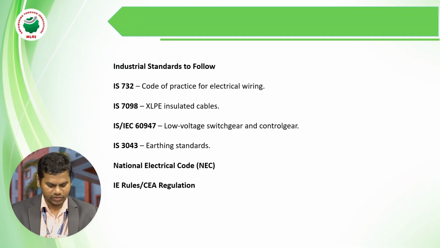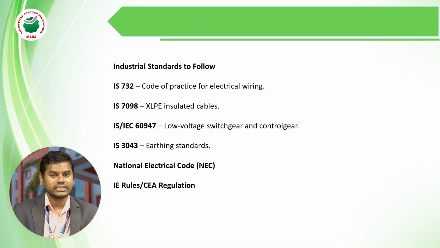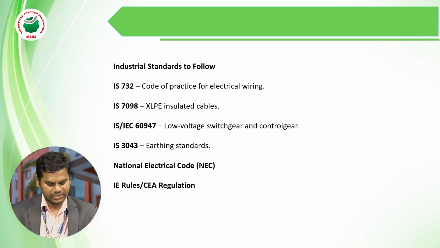Industrial standards to follow. IS 732, code of practice for electrical wiring. IS 7098, for XLPE insulated cables. IS/IEC 60947, for low voltage switchgear and control gear. Next, IS 3043, for earthing standards. And NEC is the National Electrical Code.